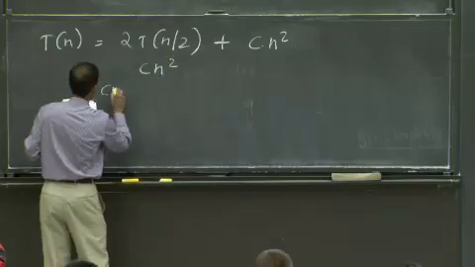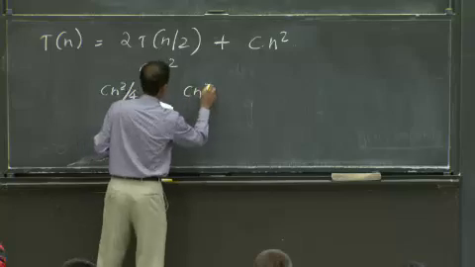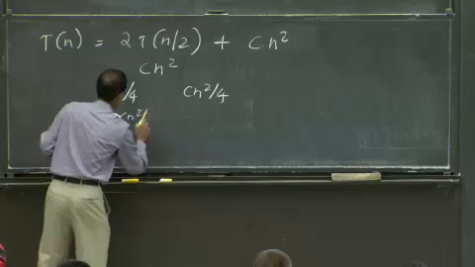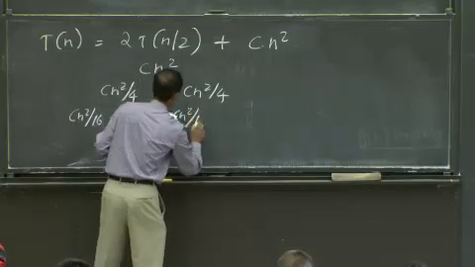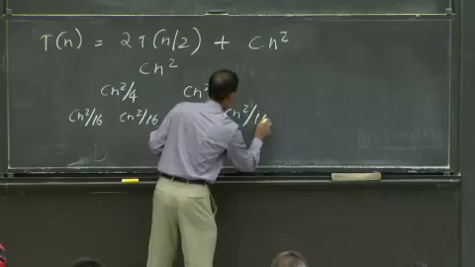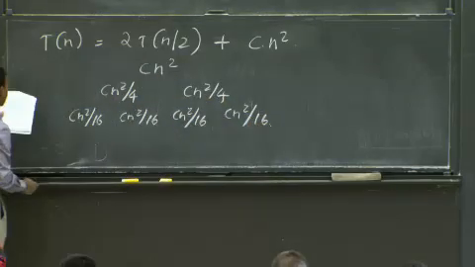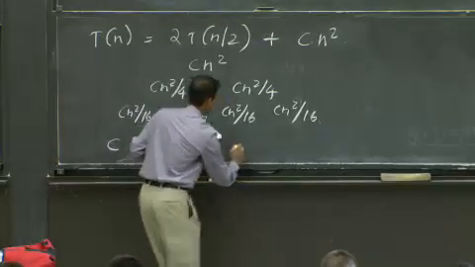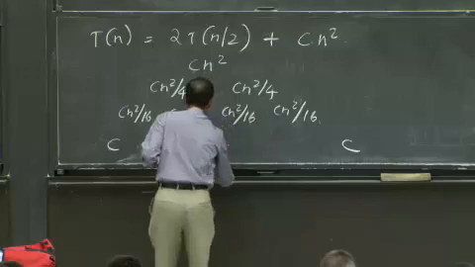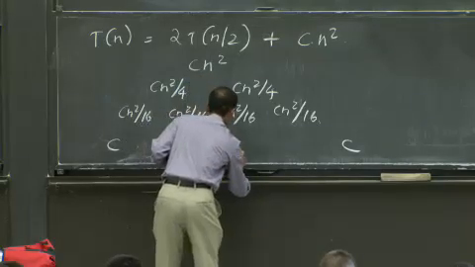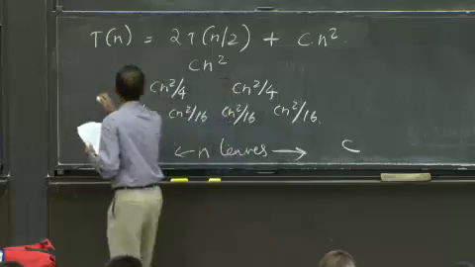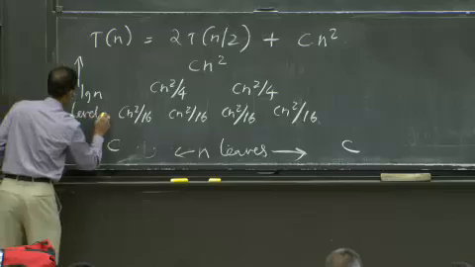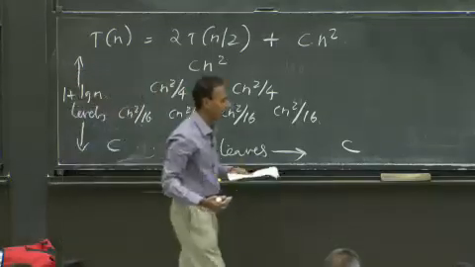Well, it looks kind of the same, obviously. You have cn squared. You have cn squared divided by 4, cn squared divided by 4, cn squared divided by 16, 4 times. Looking a little bit different from the other one. The levels and the leaves are exactly the same. Eventually, n is going to go down to 1, so you will see c all the way here. And you're going to have n leaves. And you will have, as before, 1 plus log n levels. Everything is the same.